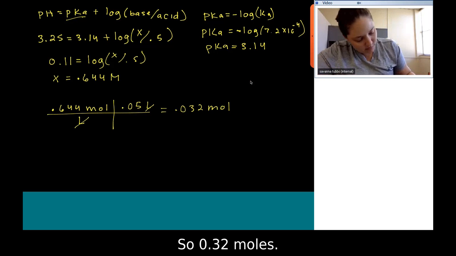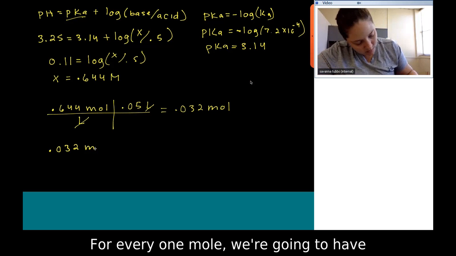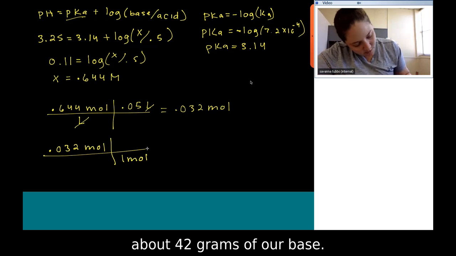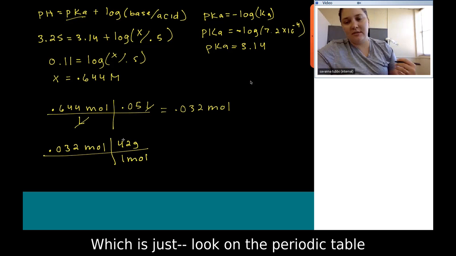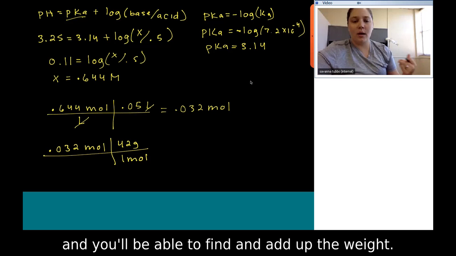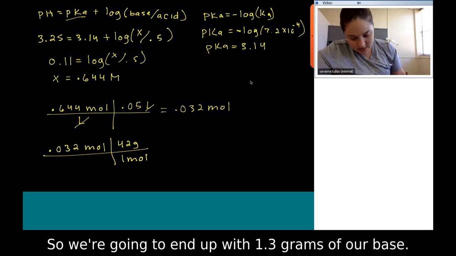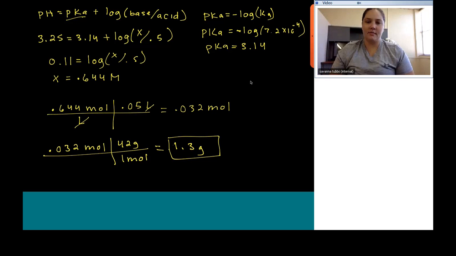So 0.032 moles, for every 1 mole, we're going to have about 42 grams of our base, which you can find by looking on the periodic table and adding up the weight. So we're going to end up with 1.3 grams of our base.